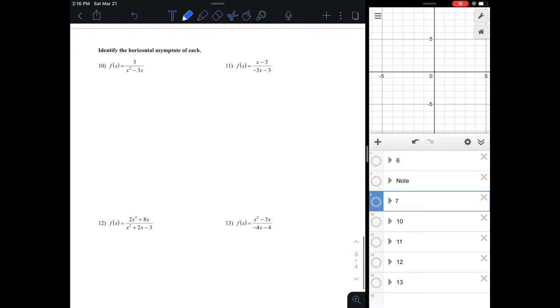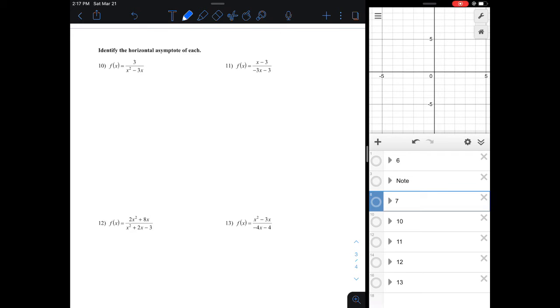Now, the last thing we want to talk about is the end behavior, and we're just going to ask today in this video, what is the horizontal asymptote of each one? And we're going to look at it both graphically, and we're going to talk about our end behavior model rules I talked about at the very beginning of the videos.